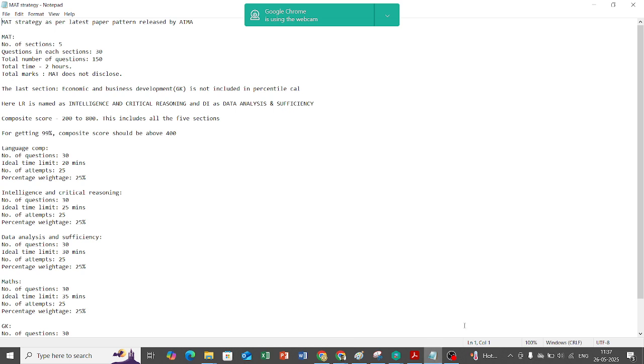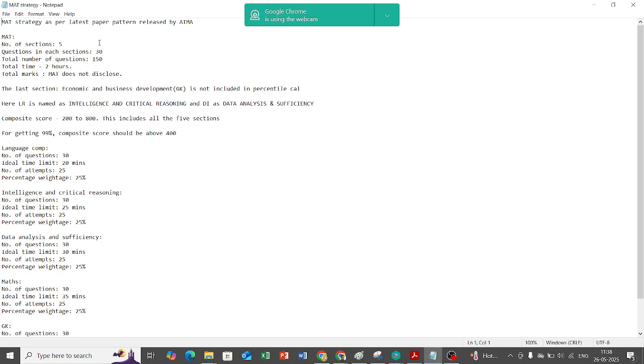So I'm going to discuss the MAT exam pattern and the MAT exam strategy. You need to know this. This is the MAT strategy as per the latest paper pattern released by AIMA. AIMA is the governing body which organizes MAT.